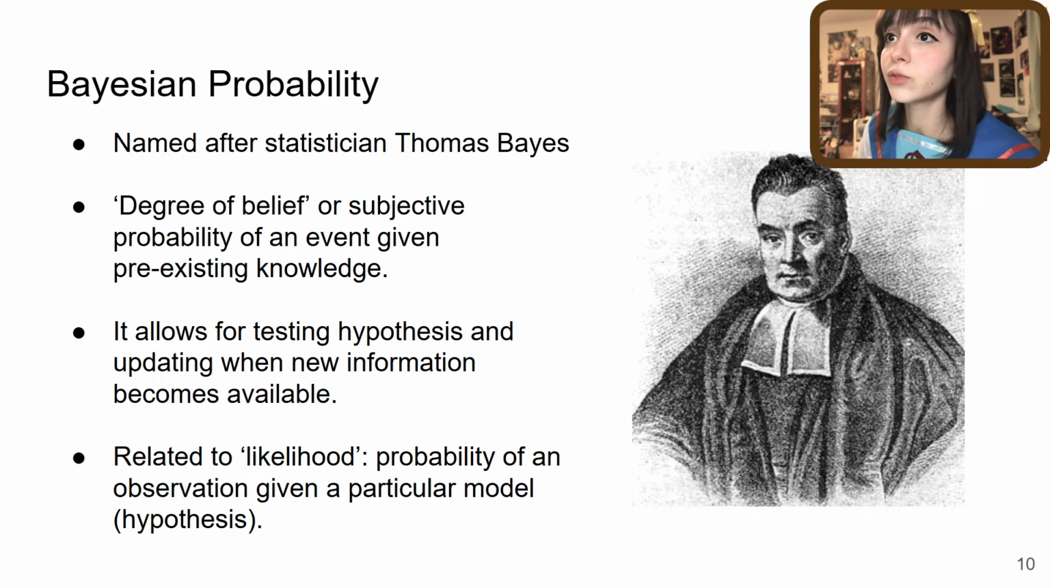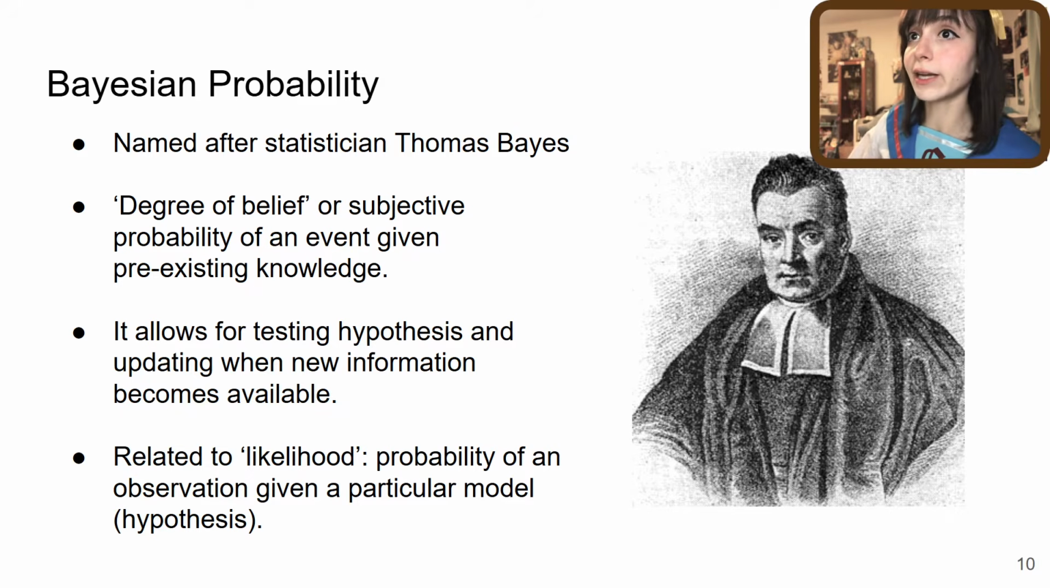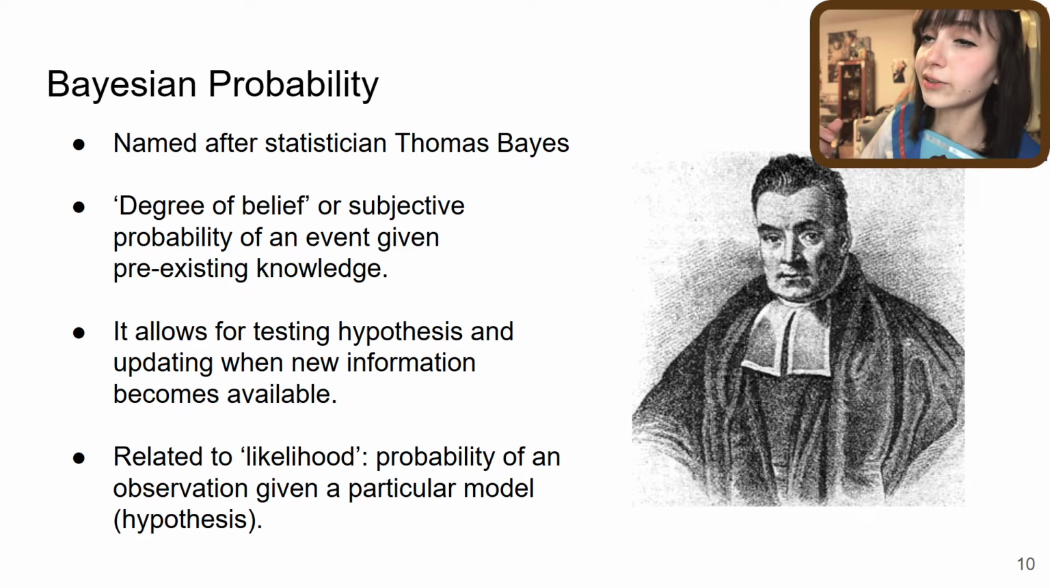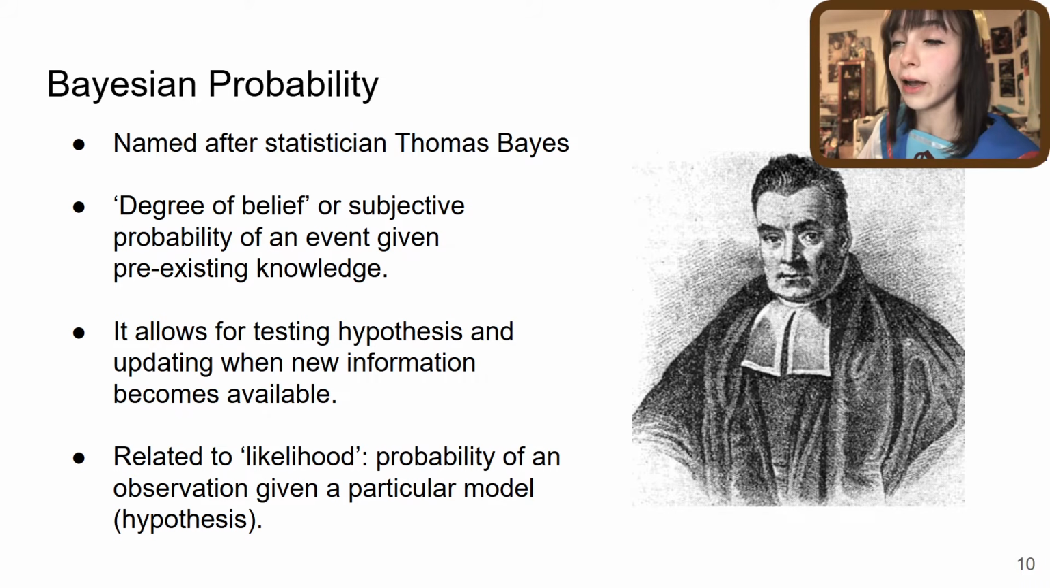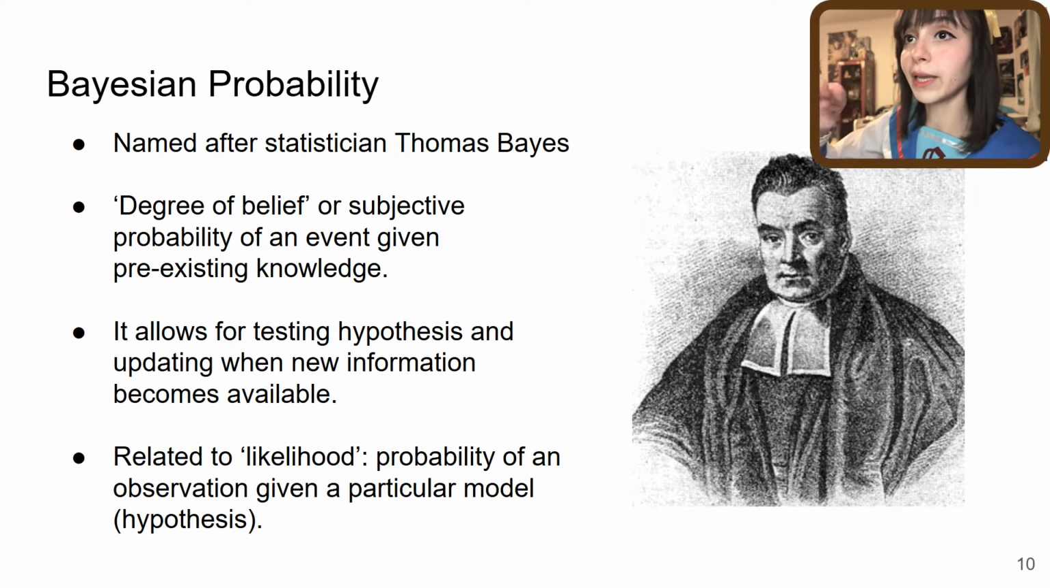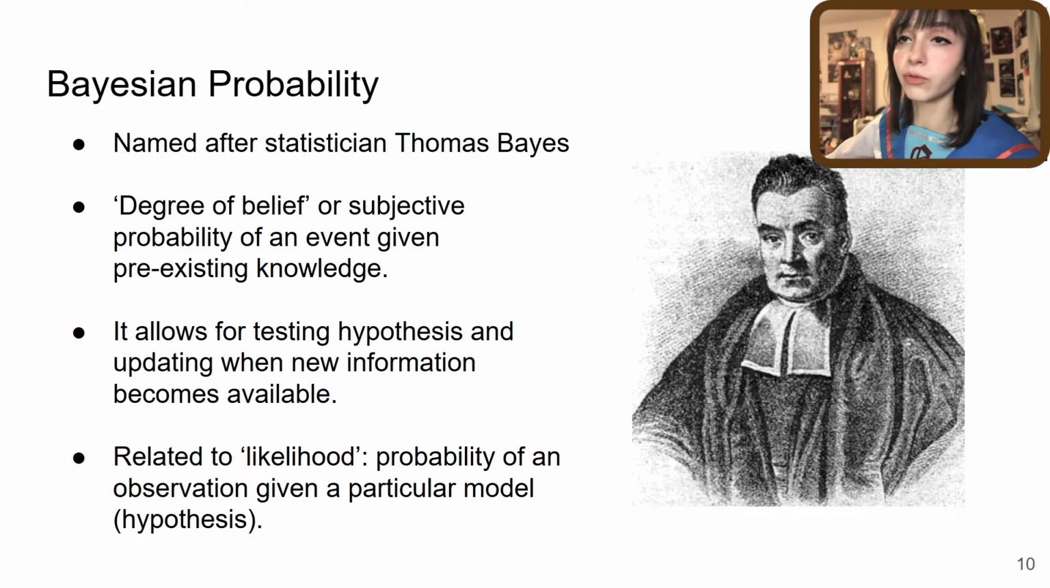But this allows for testing hypotheses and updating when new information becomes available, which we're going to do in a little bit. When you add new information, you can adapt to it. So I might say, actually, this coin now has a little scratch, and maybe it will flip to heads 5% more of the time or something like that. So it can help you update according to new knowledge that is introduced.